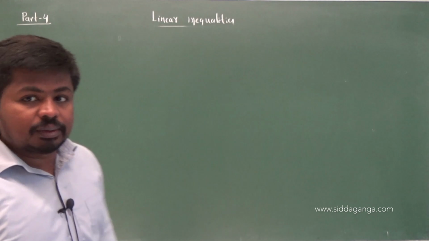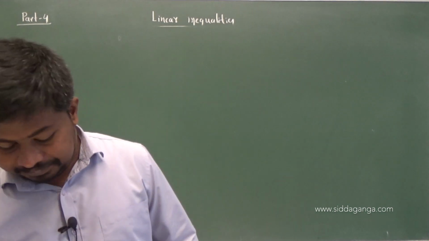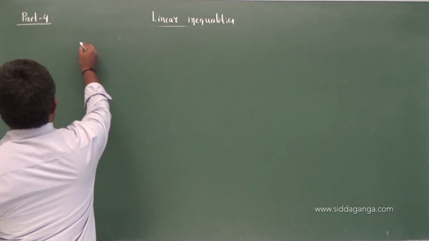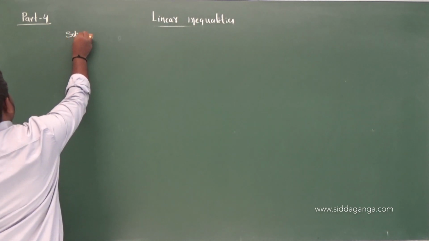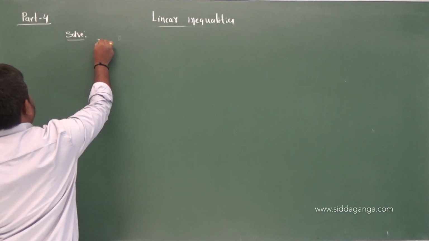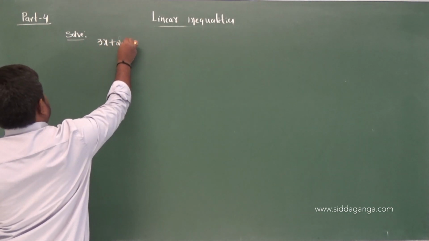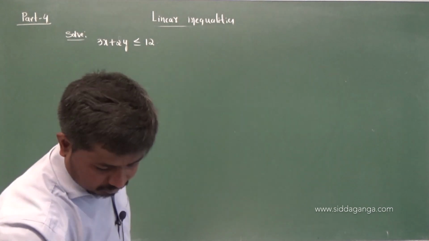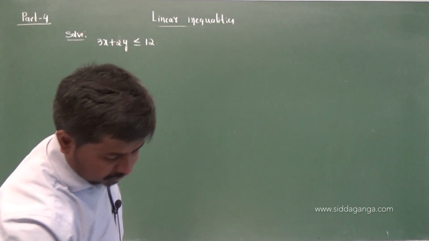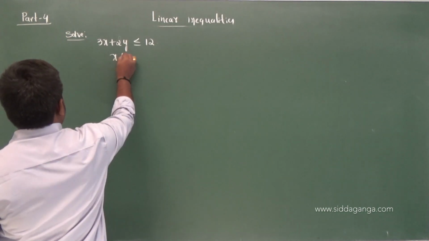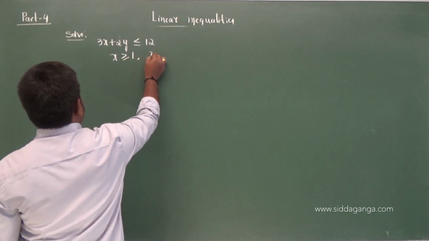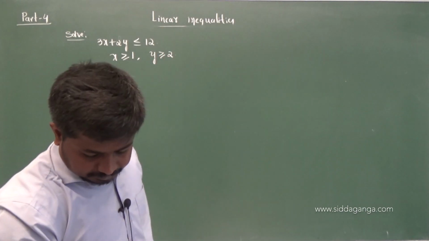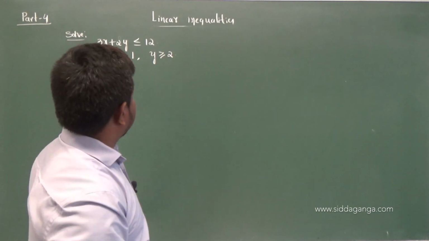Okay, let's move on to the second question, that is 3x plus 2y less than or equal to 12, solve. So in the examination they ask like this: solve 3x plus 2y less than or equal to 12, x greater than or equal to 1, y greater than or equal to 2.